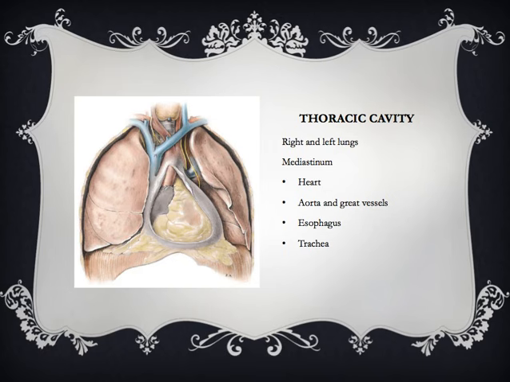If we were to open the thoracic cavity and take a look inside, we have, of course, the right and left lungs, and we have the mediastinum. It's this area here, and the mediastinum houses the heart, the aorta and great vessels, and of course the esophagus and the trachea. Anytime you do interventions or surgery on any of the organs within the thoracic cavity, you will need a chest tube inserted to evacuate any air or fluid from within the thoracic cavity.